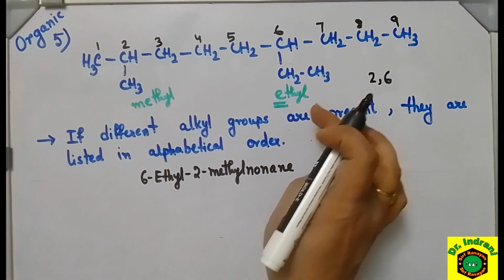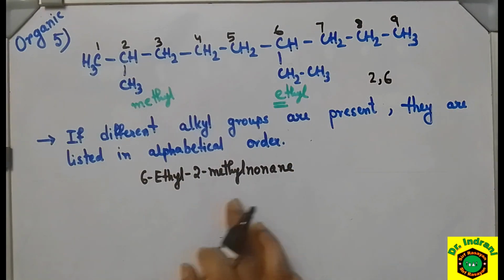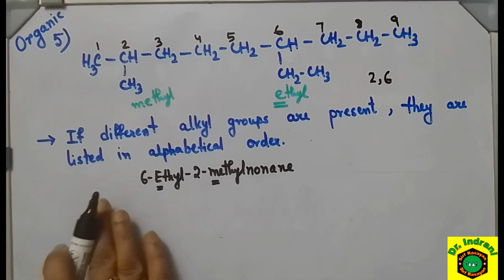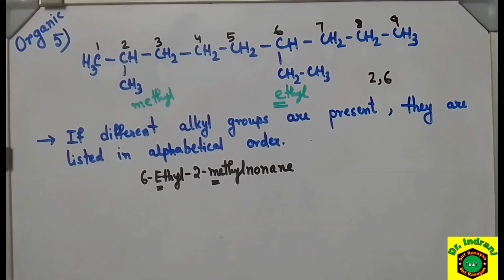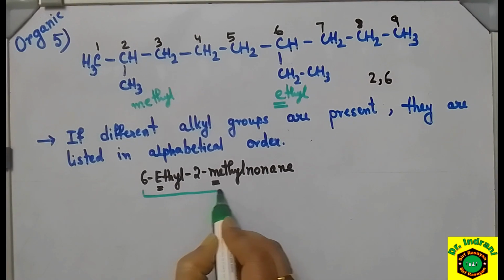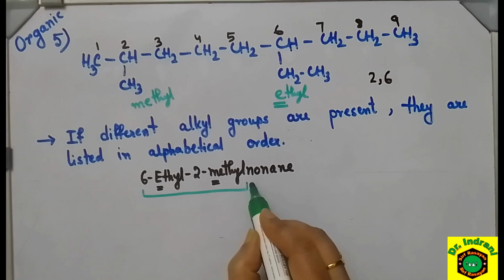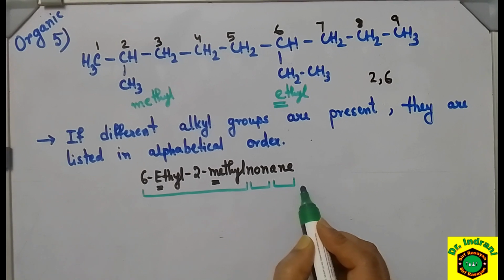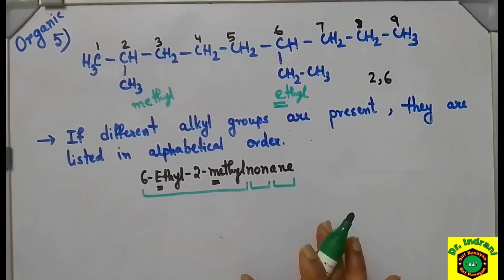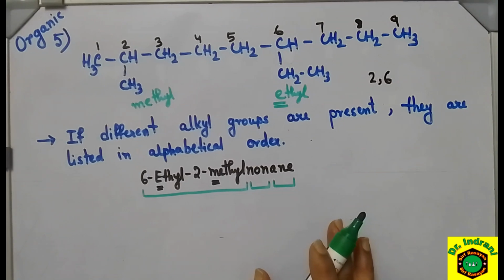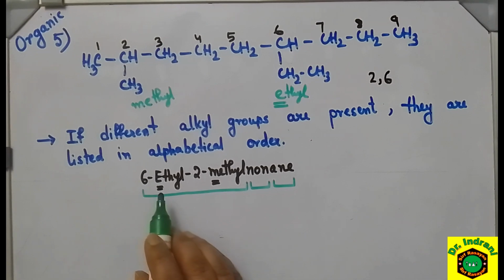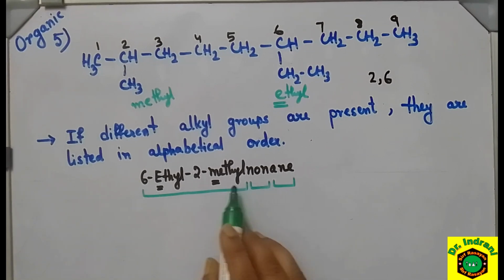At 6th position ethyl group is there. So 6-ethyl, 2-methyl nonane. Now alphabetically E comes before M, so we have to follow this order. Now see, this is the secondary prefix. This one is known as the word root and N is the primary suffix. Another thing you have to remember, please note down: numbers are separated from words by hyphens and there is no break between methyl and nonane, meaning there is no break between words.